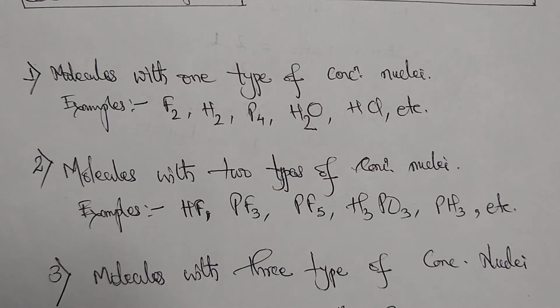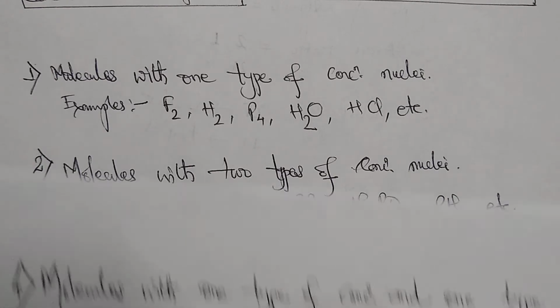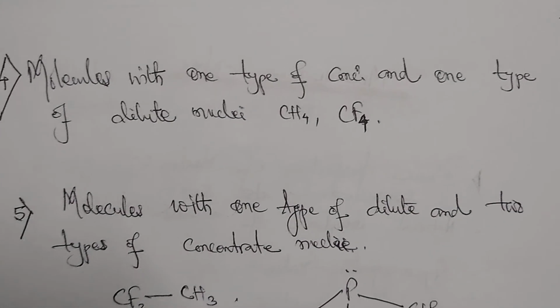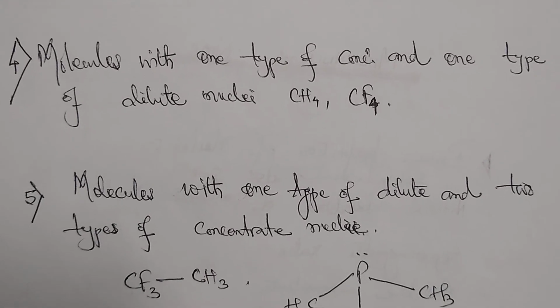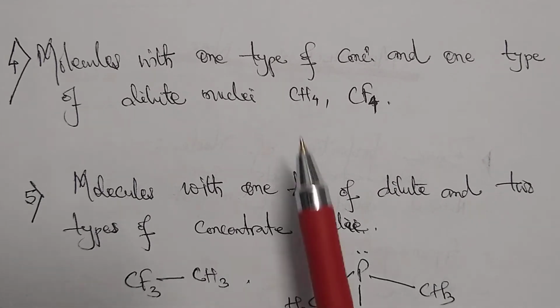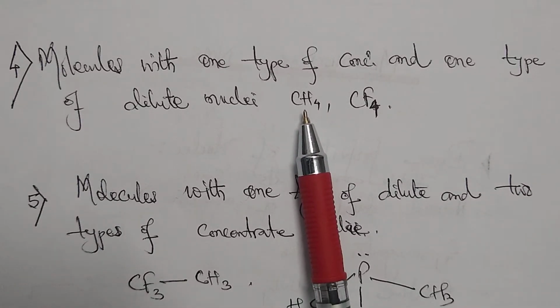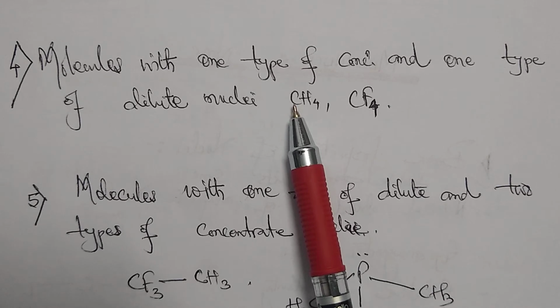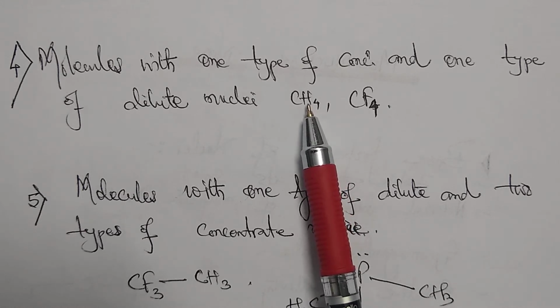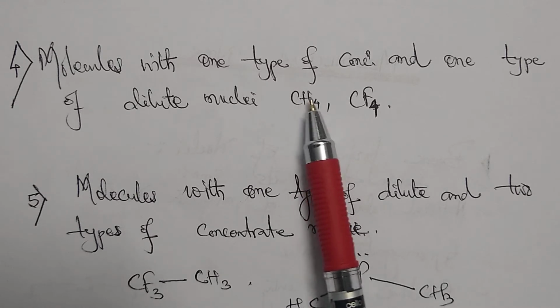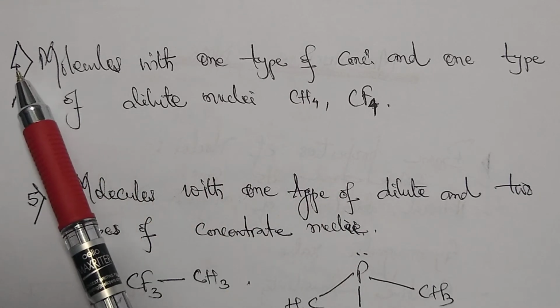category, that is the fourth category, in which we will see the molecule with one type of concentrate and one type of dilute nuclei. Here we can consider an example of CH4, where the carbon is present as 13C, and we know that 13C is a dilute nucleus. But in the case of the 4 protons, the proton is a concentrate nucleus. So here two types of nuclei are there, one dilute and one concentrate. So this is the fourth category.